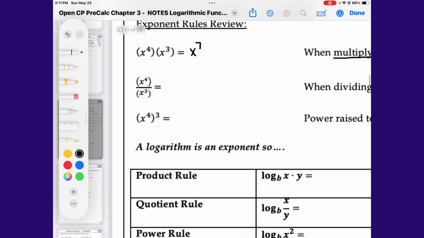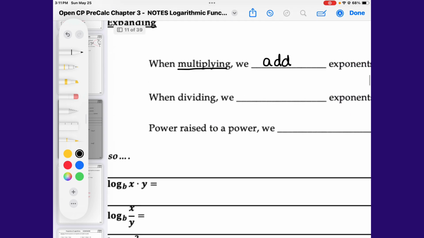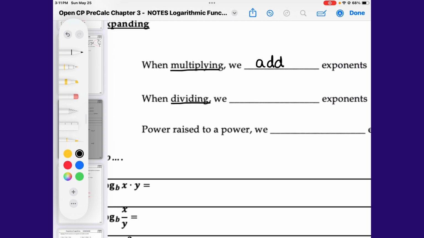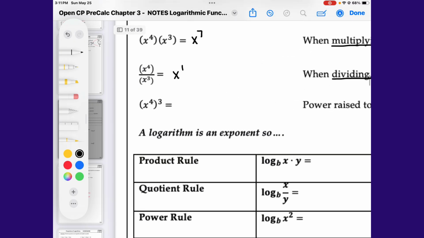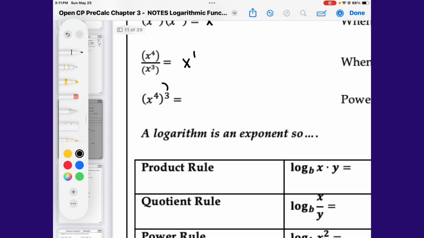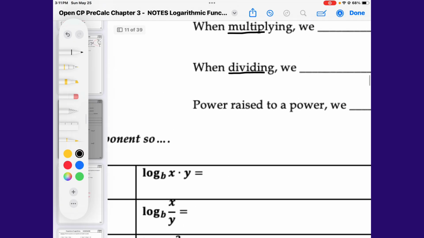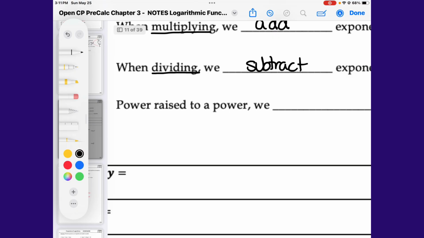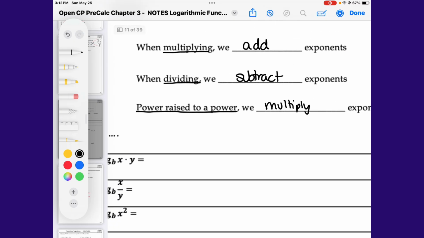If you are dividing, we are going to subtract. So here we would do 4 minus 3. So when we are dividing, we subtract. And lastly, if we have an exponent being raised to an exponent, we can multiply these and we get x to the 12th. So when you have a power to a power, we multiply.